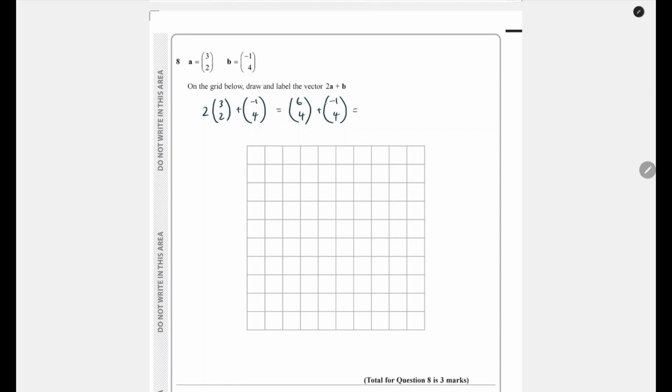2 times 3 is equal to 6, and 2 times 2 is equal to 4, plus the (-1, 4). 6 minus 1 is 5. 4 plus 4 is 8. So we need to draw the vector (5, 8). We can start anywhere on our grid. Let's start here. This is the x-axis, this is the y-axis. So we need to go across by 5 and up by 8. So 1, 2, 3, 4, 5, and then up 8: 1, 2, 3, 4, 5, 6, 7, 8. We then just draw a straight line from our points and an arrow to show the direction of the vector.